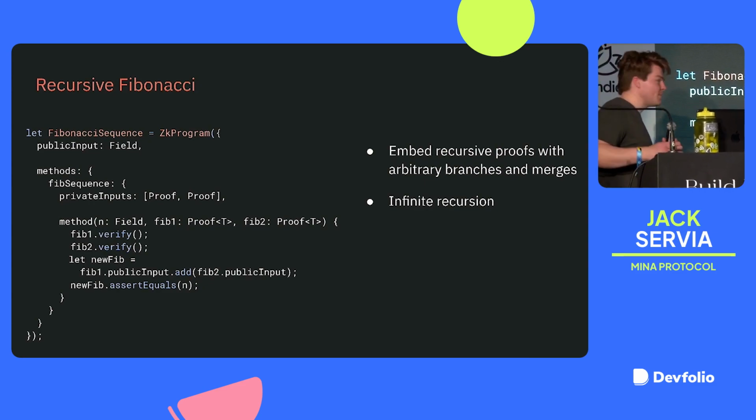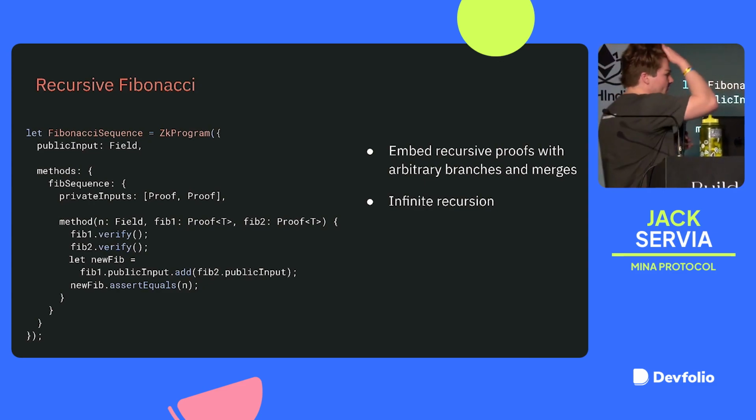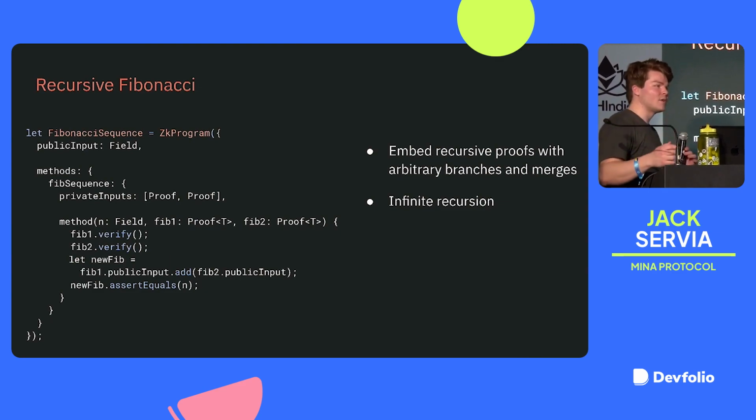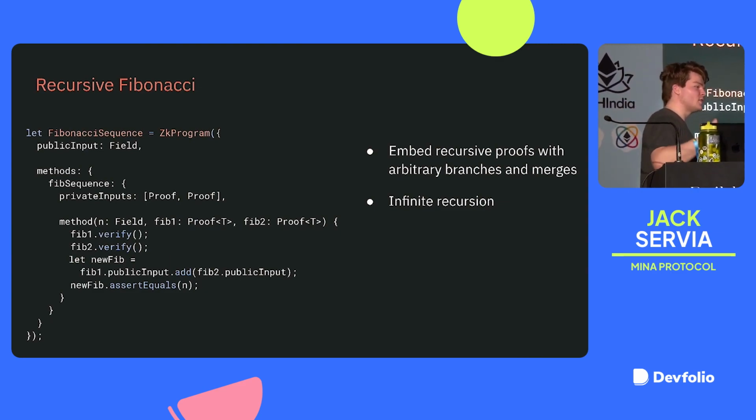This is really powerful because you have arbitrary branches and merges, and you can do it an infinite number of times. So you could use this to prove that you've kept a correct moving average for 100 years or 10 years without having to store all of the previous data. You could use this to make a smart contract that, I don't know, maybe does machine learning inferencing and has to scale horizontally across many machines. And you can do it for simpler, more practical things.